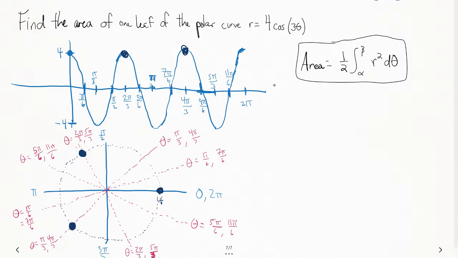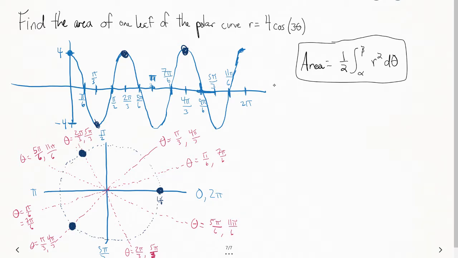But that's not the only spot. So here's where it gets a little bit tricky. When you go to pi over 3, right, you're going to get negative 4, right? So pi over 3, you reflect over to the other side, and notice that's the same as 4 pi over 3. So we'll have to check that out and see what happens.